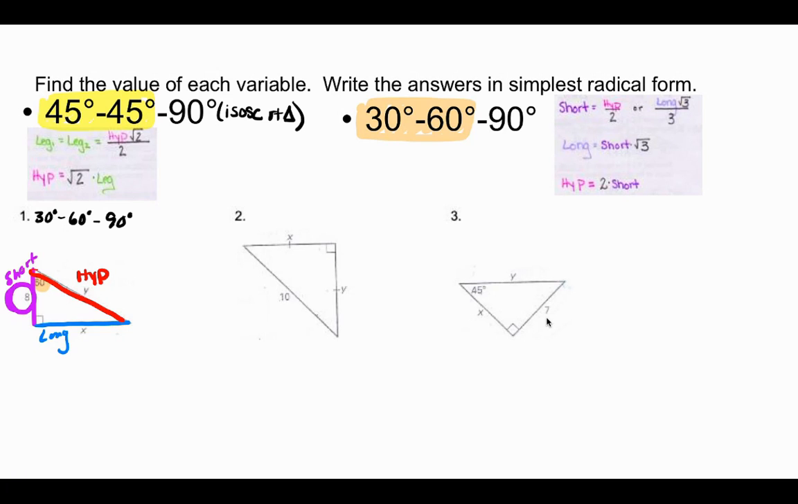So we go up here to our rule, and according to the rule, the long leg, which is x, is going to equal the short leg of 8 times the square root of 3. And we're going to leave this in radical form, so that's the answer. Our hypotenuse, which is y, is going to equal twice the value of the short leg. So we're going to do 2 times 8 to get 16.